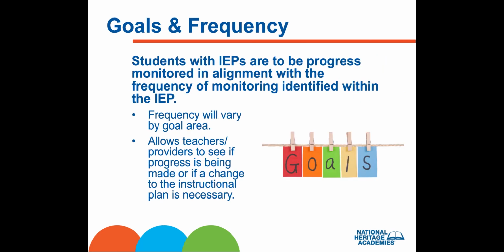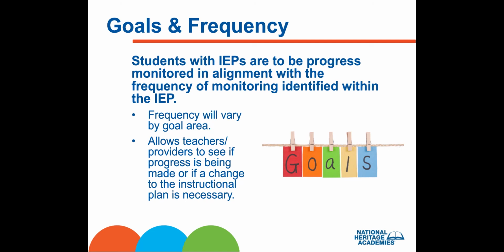Students with IEPs are to be progress monitored in alignment with the frequency of monitoring identified within the IEP. For some goal areas, it will be appropriate to progress monitor weekly. For example, if a student receives a special education program daily for basic reading skills, it would be reasonable to progress monitor their skill acquisition weekly.